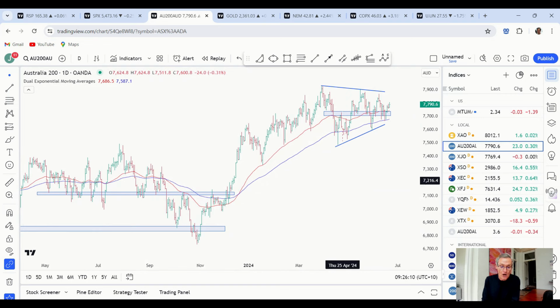Now, I'm going to move on to the small ords in a moment. I've got the commodities to go through, so plenty more interesting things to have a look at.